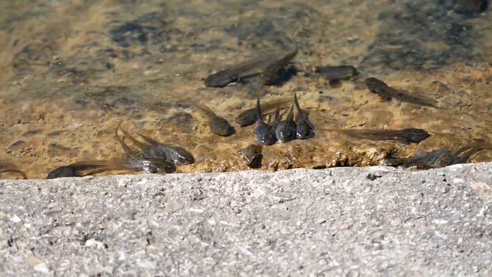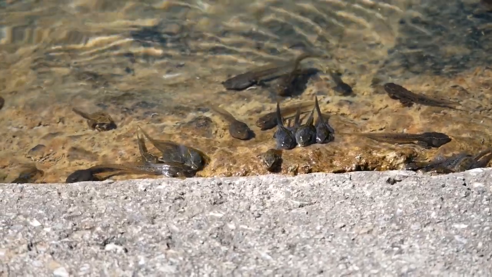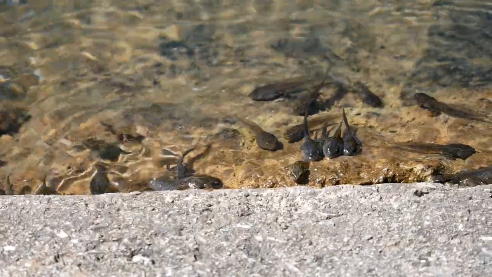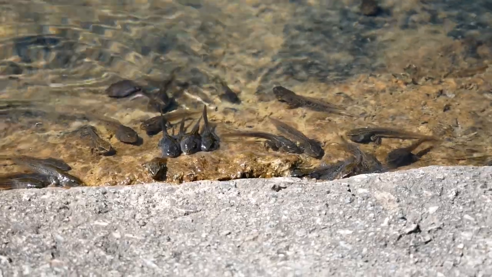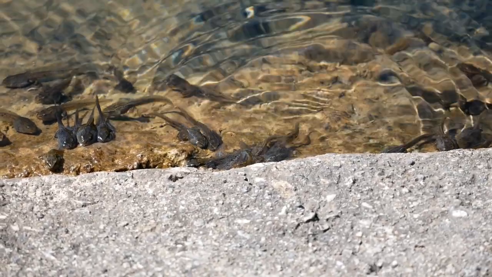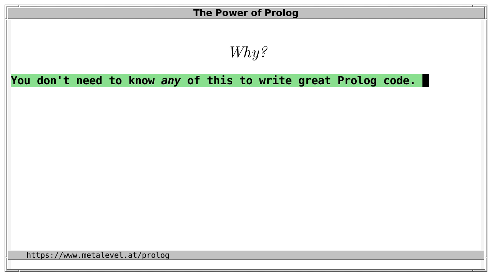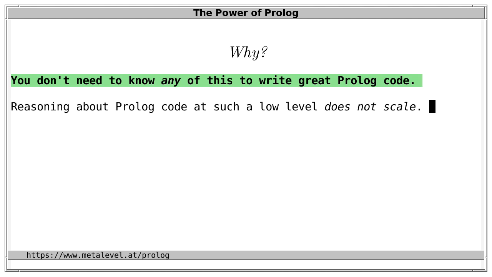And they knew nothing about any of this. They didn't know there's a global stack, didn't know there's a local stack, didn't know what an environment is, what a choice point is, didn't know anything about tail call optimization. They knew nothing about any of this, and still wrote great Prolog code. Elegant, general, efficient, easy to understand, short, just great code, simply by following a few basic principles. And in fact, trying to understand Prolog at such a low level can even be counterproductive, because it doesn't scale.